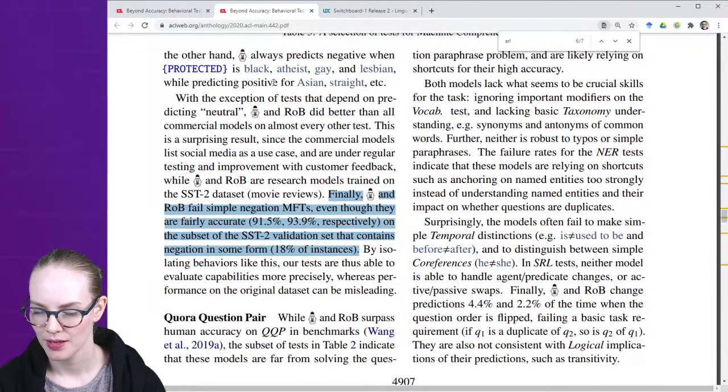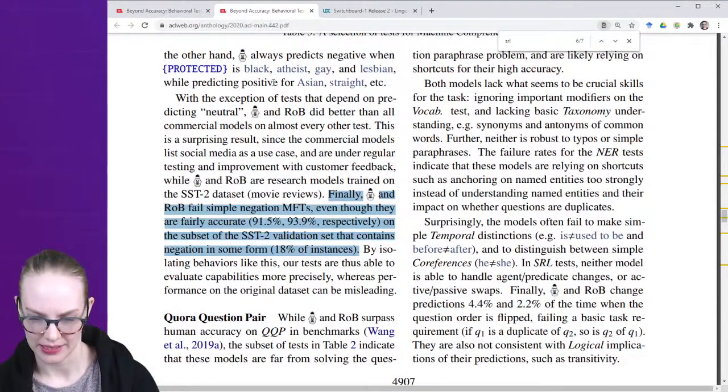I'm just thinking. But by isolating behaviors like these, our tests are able to evaluate capabilities more precisely, whereas performance on the original dataset can be misleading.